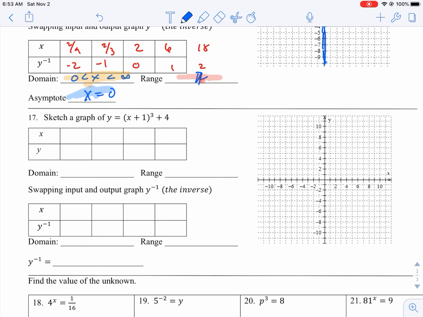I don't really need the table, so I'm going to do the parent function. 0, 0, 1, 1, 2, 8, negative 1, negative 1, negative 2, negative 8. And I'm going to move this up 4, left 1.